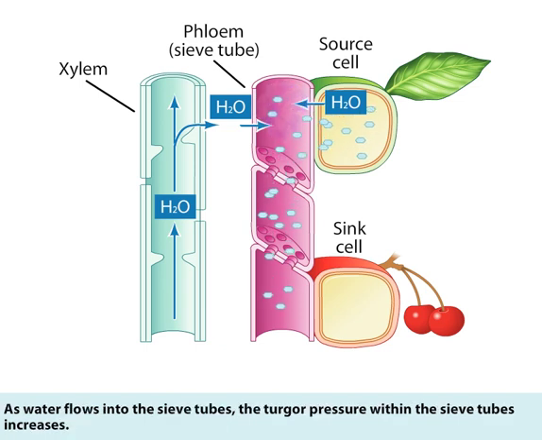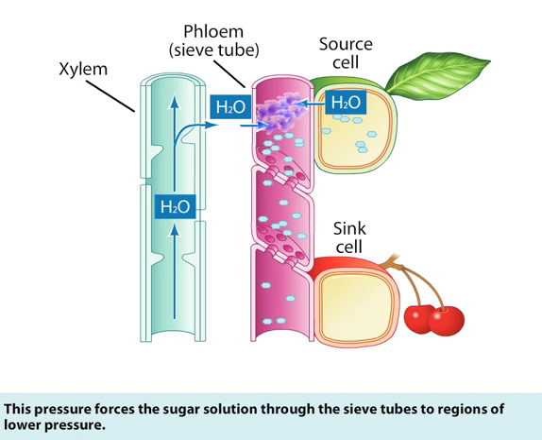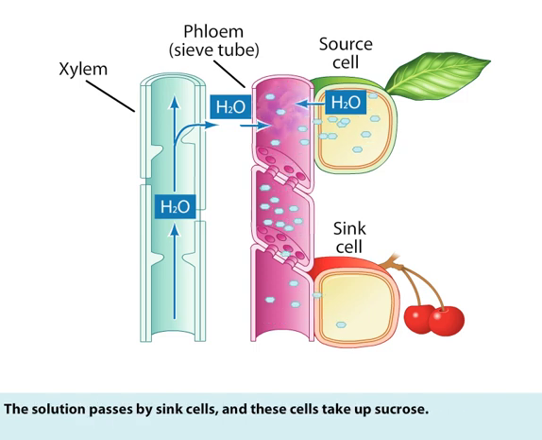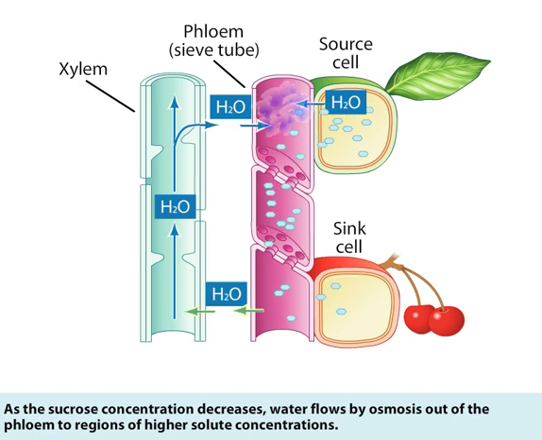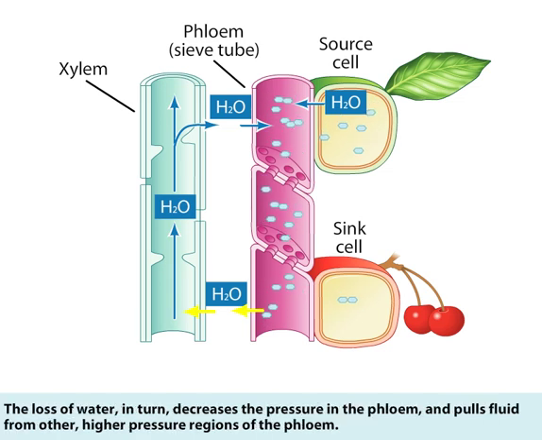As water flows into the sieve tubes, the turgor pressure within the sieve tubes increases. This pressure forces the sugar solution through the sieve tubes to regions of lower pressure. The solution passes by sink cells, and these cells take up sucrose. As the sucrose concentration decreases, water flows by osmosis out of the phloem to regions of higher solute concentrations. The loss of water, in turn, decreases the pressure in the phloem and pulls fluid from other, higher pressure regions of the phloem.